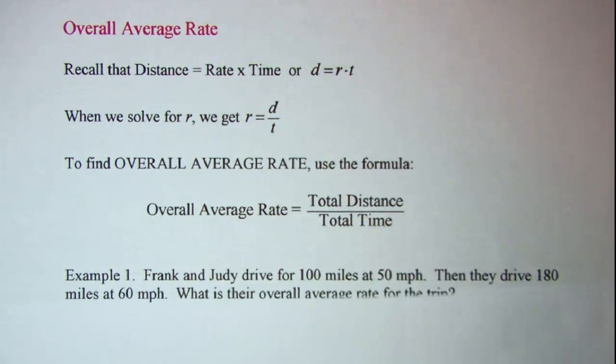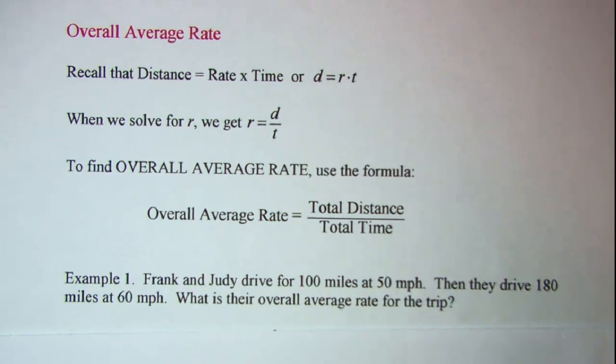So the example that we'll be doing: Frank and Judy drive for 100 miles at 50 miles per hour. Then they drive 180 miles at 60 miles per hour. What is their overall average rate for the trip?